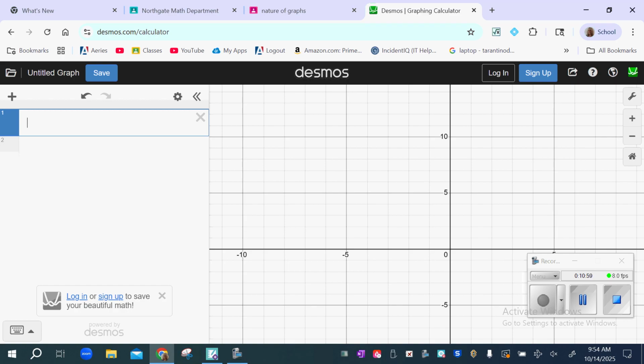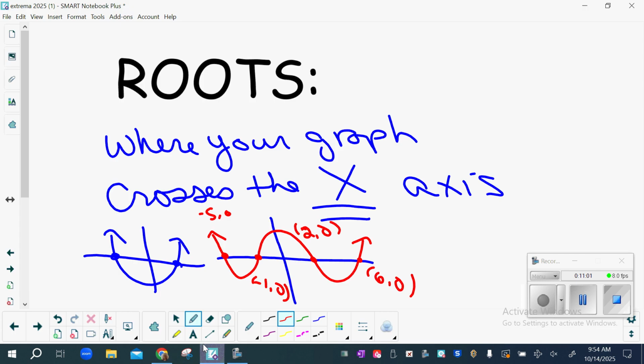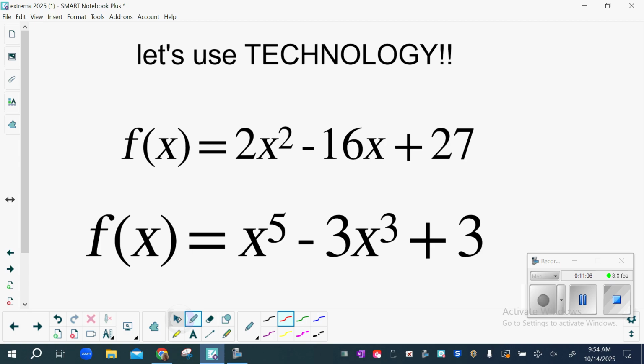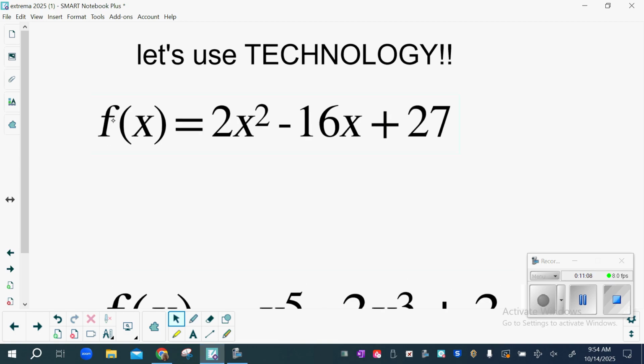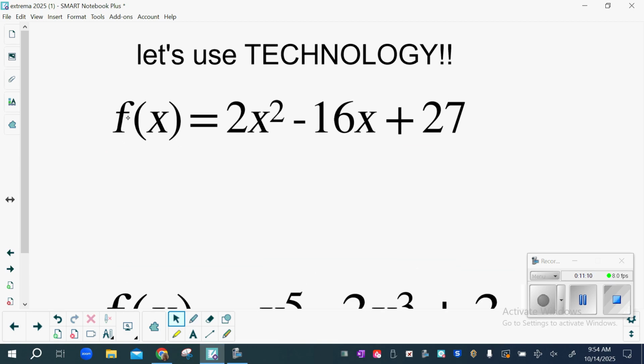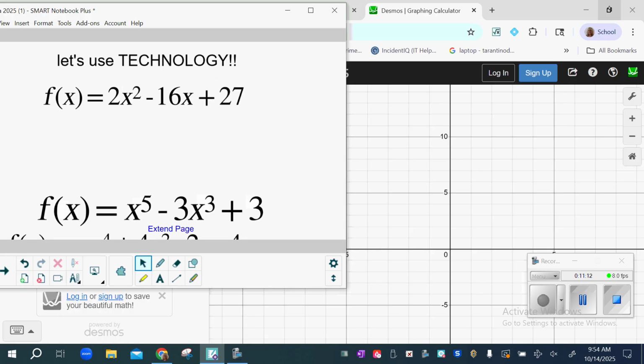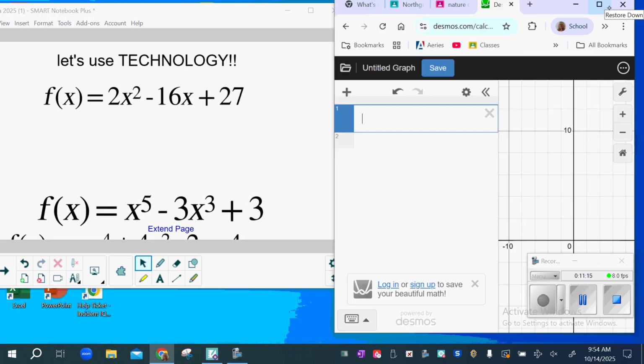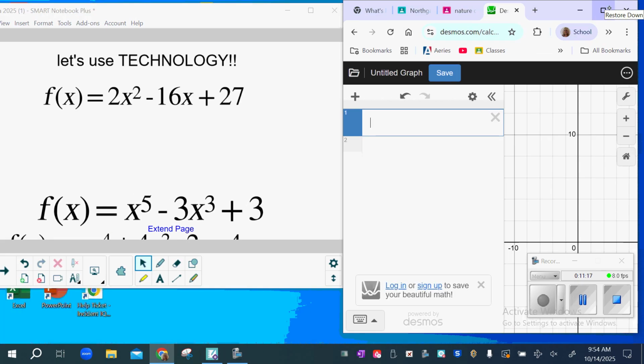So the first thing I want you to do, if you would be so kind, is in Desmos, please put in this equation right here. Put that into Desmos. Now, I'll be honest with you, I am the queen of lazy, and I don't use the exponents. When I type this into Desmos, I am literally going to go 2x x minus 16x plus 27. It's that easy.